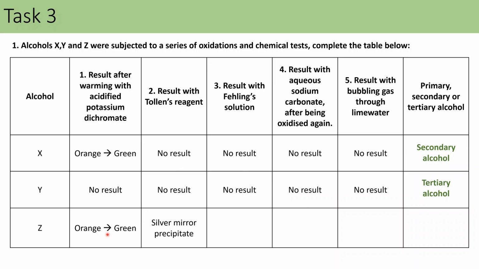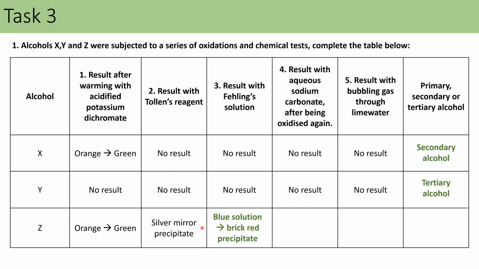This one's given a result of orange to green, so it might be primary or secondary. But then it's given a silver mirror precipitate, which suggests that it formed an aldehyde upon that first oxidation, which has been detected by the Tollens' reagent. So we're looking probably here at a primary alcohol. So if it gives a positive result with Tollens', it'll also give a positive result with Fehling's, because Fehling's and Tollens' are both tests for aldehydes. So we should be getting here a blue solution which gives us a brick red precipitate with Fehling's.